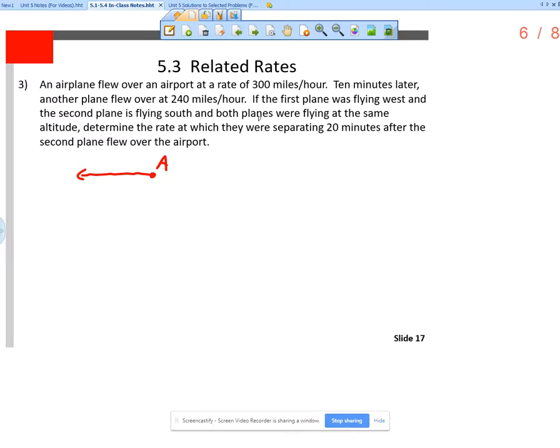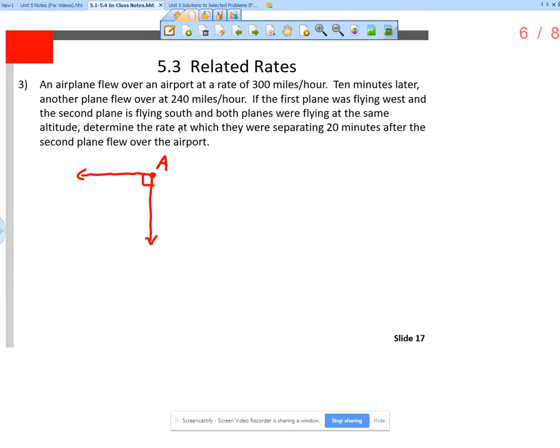Then the second plane flies over 10 minutes later, and it says it's flying south. Of course, if it's flying directly west and directly south, those two directions are at a right angle. And they're at the same altitude, so there's not really a third dimension in play here. It's just these two dimensions.